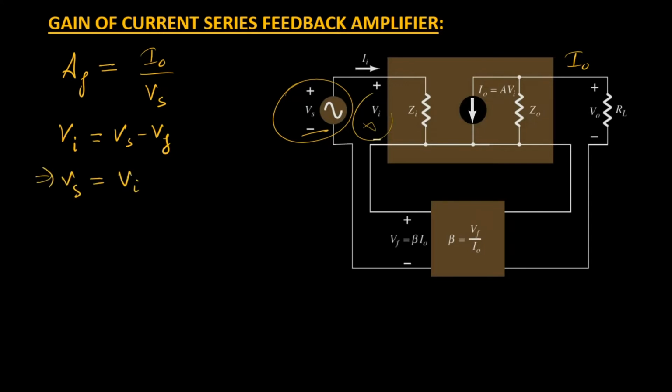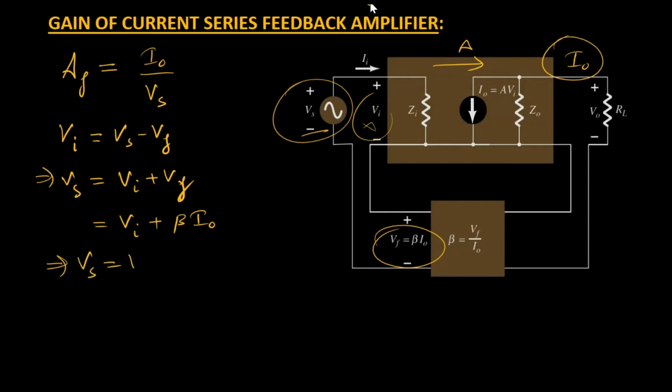Vs will be Vi plus Vf, correct? And Vf, if we see, is beta times I naught. So let's replace this value from here. Let's write beta times I naught, and we know that I naught is the output we are getting after passing through this amplifier with gain A. So we can replace this I naught as well, right? So this Vs equation will become equal to Vi plus beta times, in place of I naught I can write A into Vi.